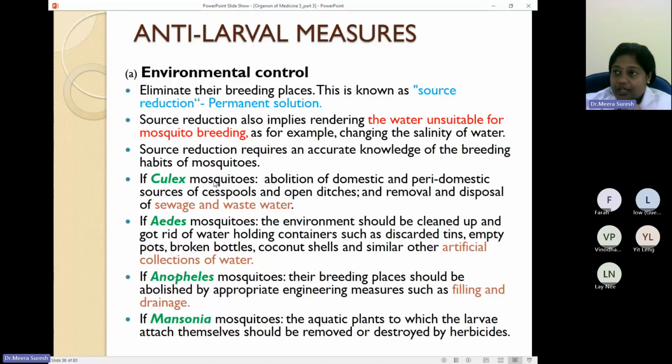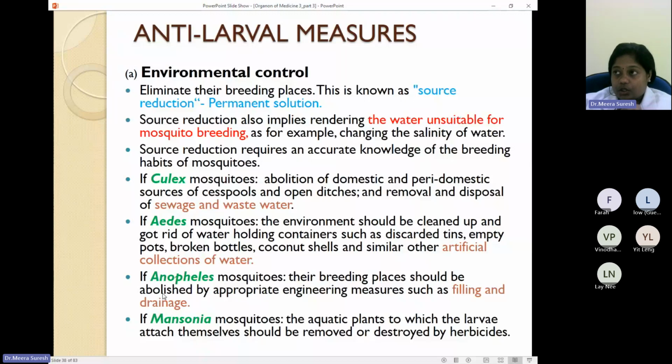So if filariasis is more prominent in a particular area, we should make sure that we are killing the mosquitoes and that there is no collection of dirty sewage water in the neighborhood, because that is the ideal breeding place for Culex mosquito.